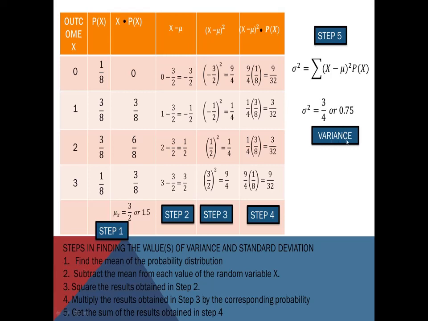To get the standard deviation, we just need to get the square root of the variance. So, sigma square becomes sigma. And the square root of 0.75 is 0.866. Again, you just have to input this in your calculators. Therefore, the standard deviation is 0.866. The variance is 3/4. The mean is 3 over 2. Okay, so that is how you get the mean, the variance, and the standard deviation of a discrete random variable.